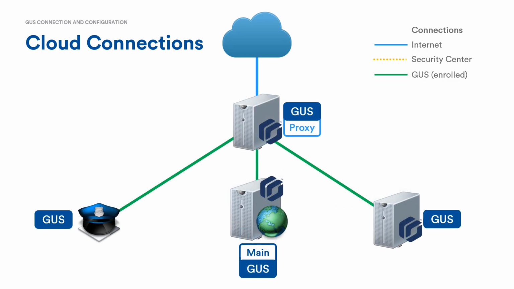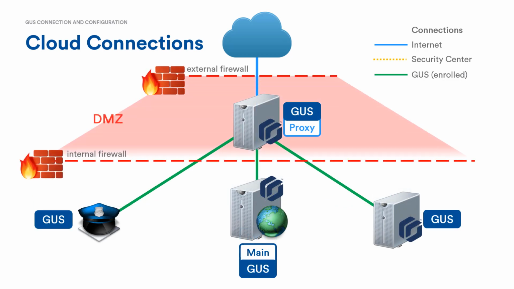The third way is using a proxy in a DMZ or demilitarized zone. This is the most secure way to transfer information, as the proxy is the only machine exposed to the Internet and handles all the traffic between all the Genetec update services and the cloud.